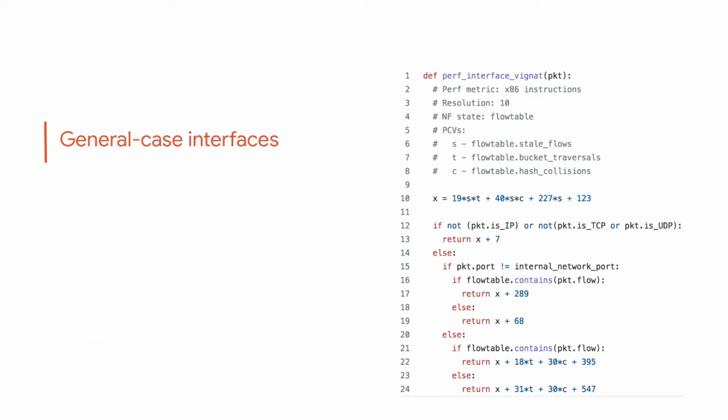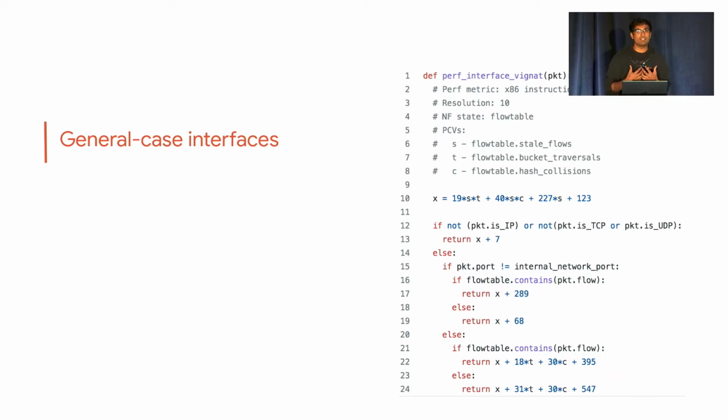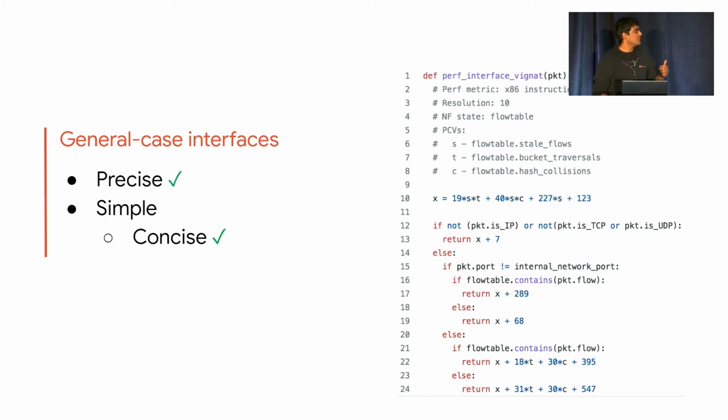So the interface that I just described with a resolution and performance formulae is what we call a general case interface, because it can describe the performance of the NAT for arbitrary workloads because of the performance formulae. Now, let's take a look at how this interface does with respect to the design requirements I put up earlier. Now, this interface is precise because of the formulae. It's also concise because it's much smaller than the implementation.